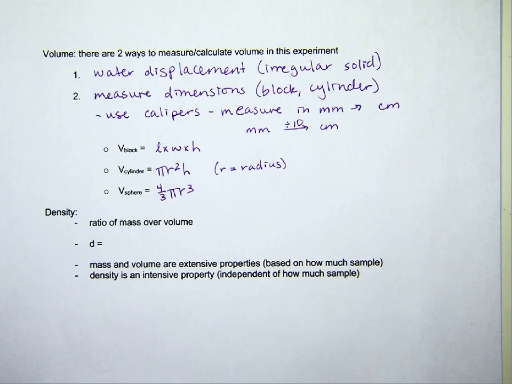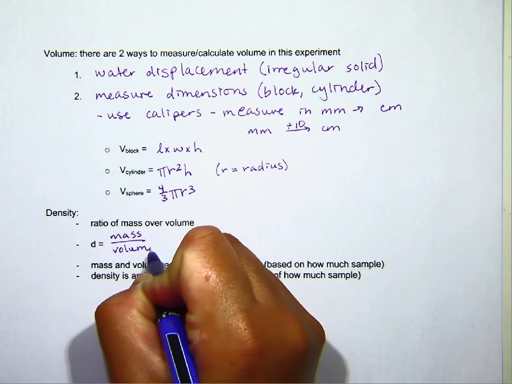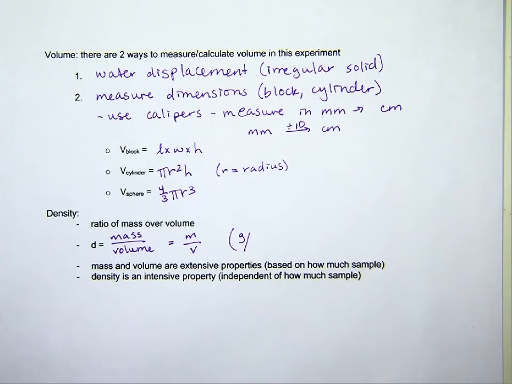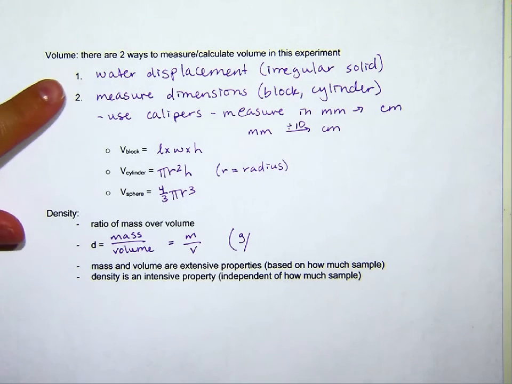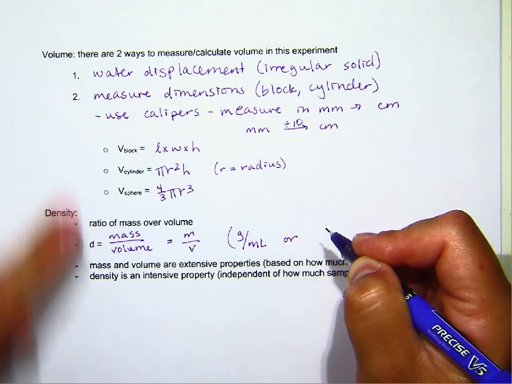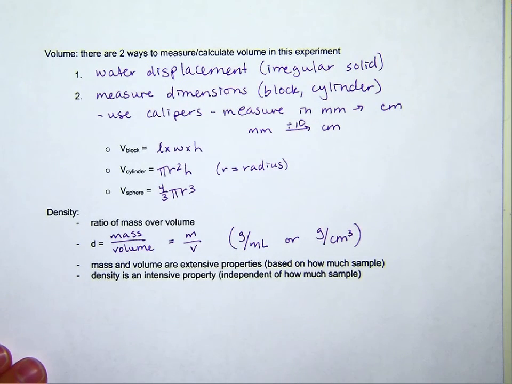Once you have the mass and the volume of whatever you're measuring, then you can solve for the density. So the density will be a calculation, not a measurement. And the density is a ratio of the mass over the volume. So D is mass over volume. In lab, for the mass, your units will always be grams, but your volume, depending on which method you have, could have different units. If you're doing water displacement, then your volume would have units of milliliters. If you're using linear measurements, then your volume will have units of centimeter cubed, but those are equivalent units.